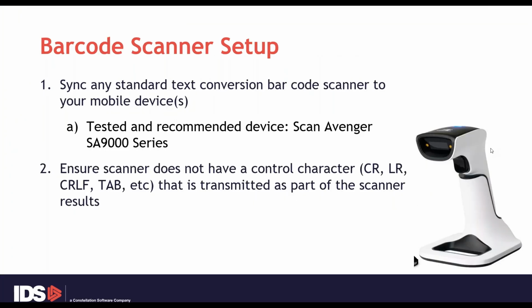So then coming back over here, the parts count feature is compatible with basic barcode scanners. It's fairly barcode scanner agnostic, so you should be able to use just about any barcode scanner you want. However, we have specifically, through the course of building out the app, tested the Scan Avenger SA9000 series. These are available on Amazon for like 60 bucks, not a huge investment. And then there's just a note there to make sure that if the scanner has a control character where it automatically adds certain characters to the data that's being transmitted, you disable that.